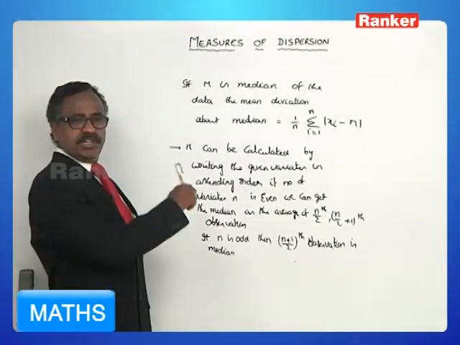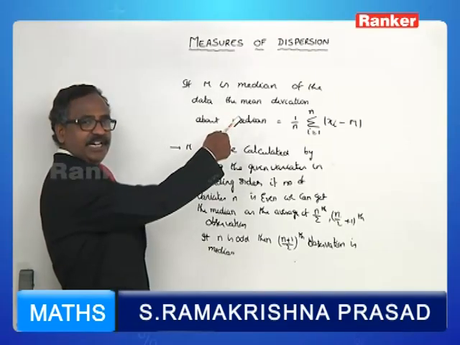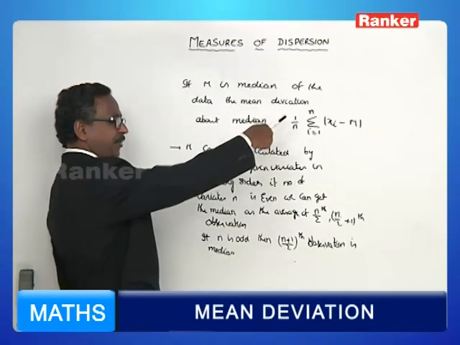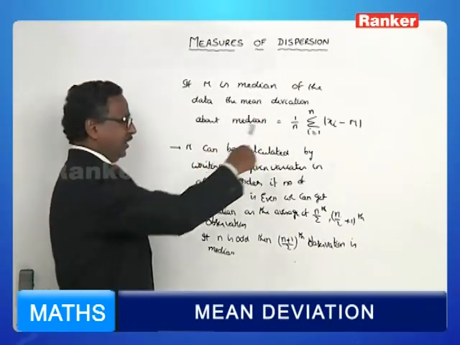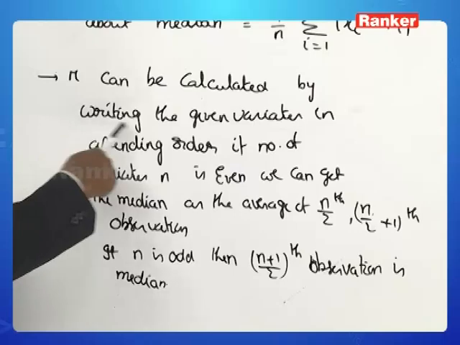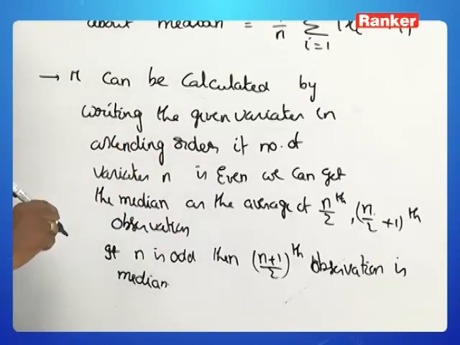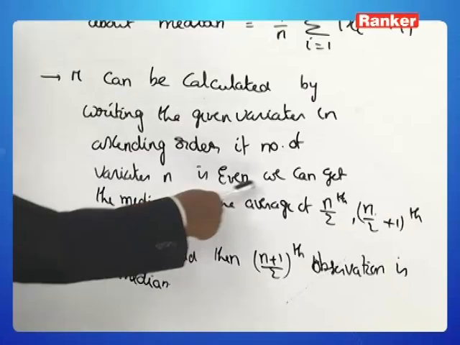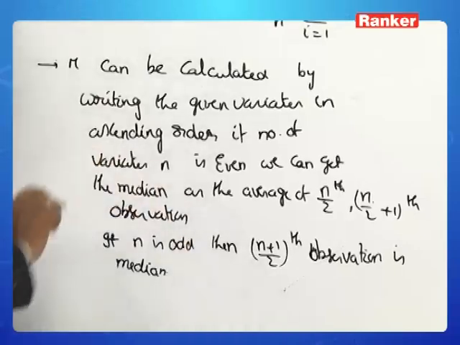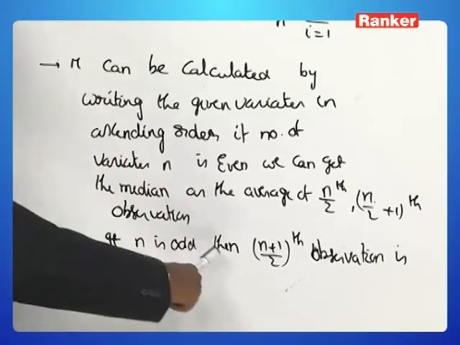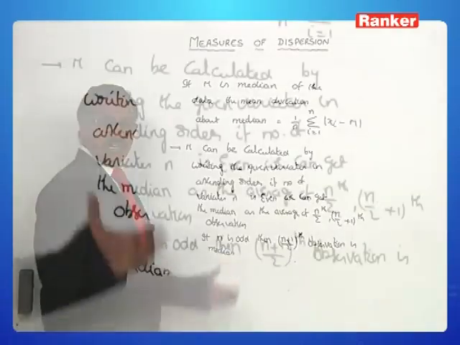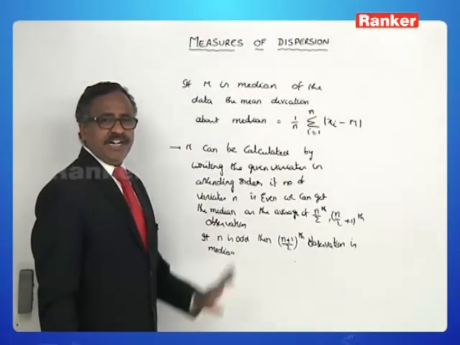So if m is the median of the data, then the mean deviation is given by the formula 1 by n into sigma i runs from 1 to n modulus of xi minus m. And this m can be calculated by writing the given variates in ascending order. If the number of variates n is even, we can get the median as the average of n by 2th and n plus 1 by 2th observations. If n is odd, then n plus 1 by 2th observation is the median of that particular data. This median can be used there to find out the mean deviation.